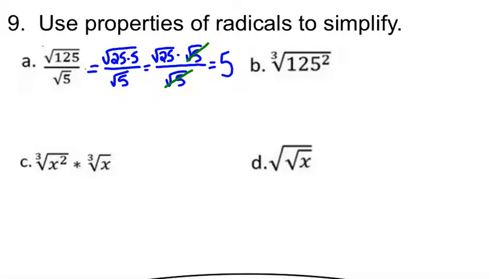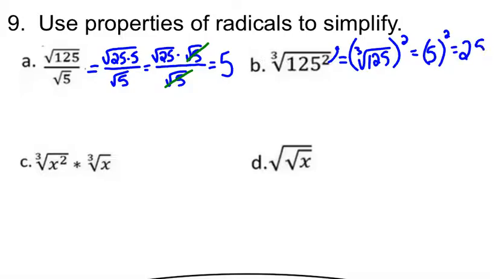Okay, in B, we have the cube root of 125 squared. Now, I do not want to do 125 squared. I don't know where I put my calculator. That's a very large number. So I'm going to use that first property that we talked about, and I'm going to scoot that square out. So this is the cube root of 125, squared. Now, hopefully you recognize 125 is a perfect cube. The cube root of 125 is 5. So now I have 5 squared, which is 25. Way easier than taking 125 squared at the beginning of the problem.